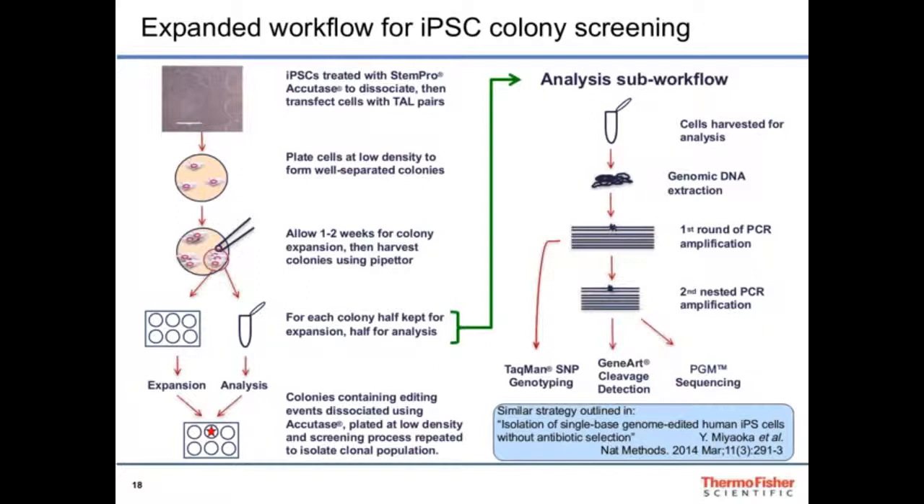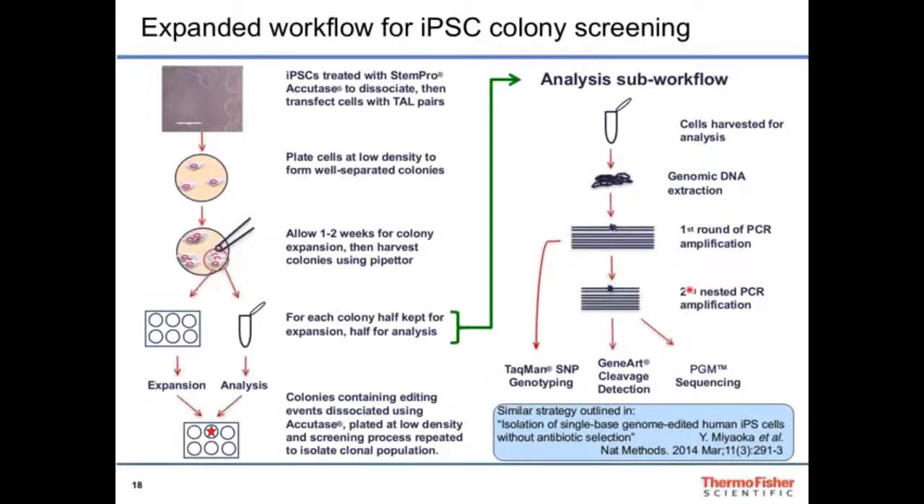So the analysis workflow consists of isolating the genomic DNA from these cells. We do a PCR reaction where we amplify around the intended locus for engineering. Then we can use that product in a TaqMan SNP genotyping assay, where we can use TaqMan probes that will specifically identify either the wild type allele or our edited allele. We can do that in a 96-well plate format to screen clones to quickly identify the ones that are either heterozygous or homozygously edited.